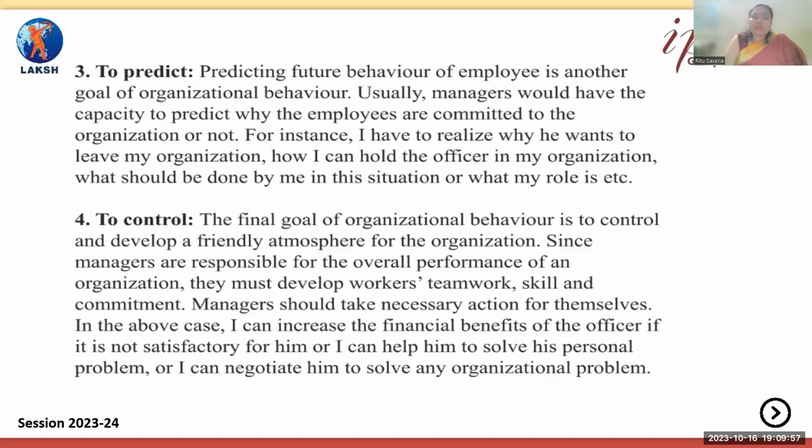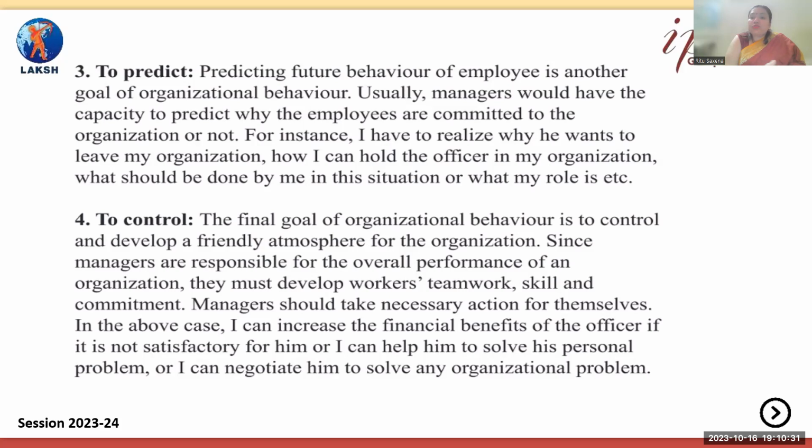Next is to predict and to control. Predict: now I will predict the future behavior of the employee. It is my next goal. Usually a manager would have the capacity to predict whether the employees are committed to the organization or not. For example, if I have to realize why he wants to leave my organization, how can I hold the officer in my organization, what should be done by me in this situation, or what is my role, etc. This is the way I am going to predict the behavior of the particular employee.